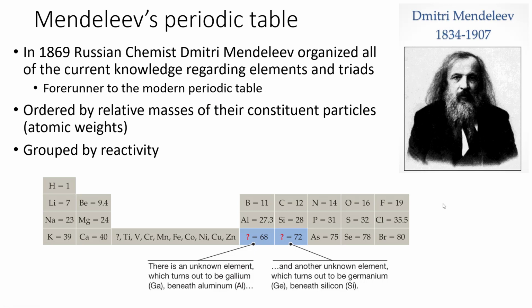So taking these ideas from Döbereiner, in 1869, the Russian chemist Dmitri Mendeleev organized all of this knowledge in regards to elements and triads into this table down here, which is going to be a forerunner for our modern periodic tables we know now. And so Mendeleev ordered all of these elements by their relative masses of their constituent particles, which we know now as the atomic weights, and he grouped them by their reactivity, which was Döbereiner's triad.